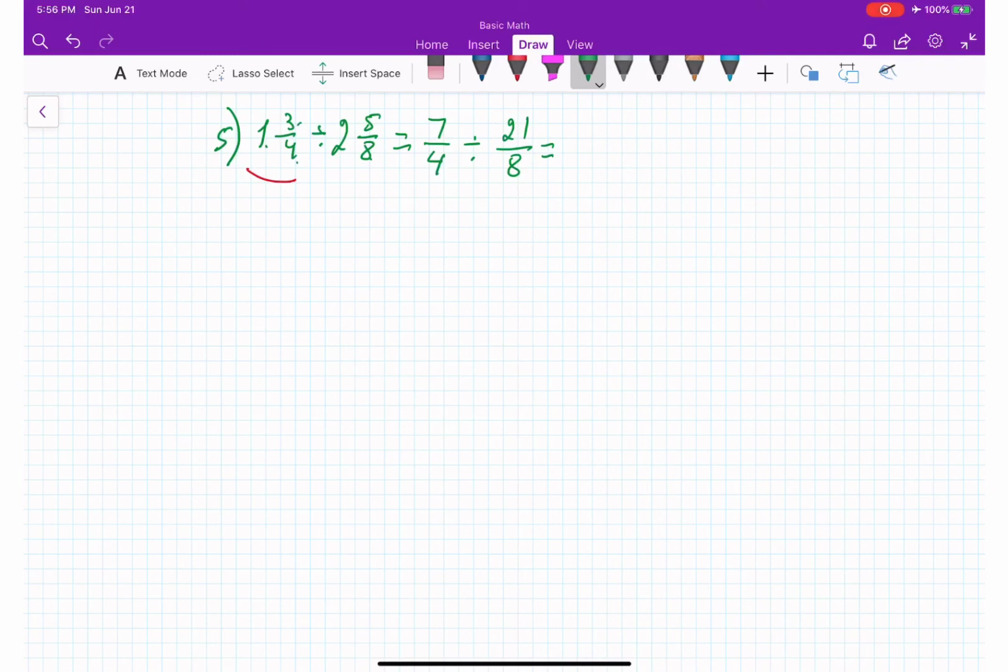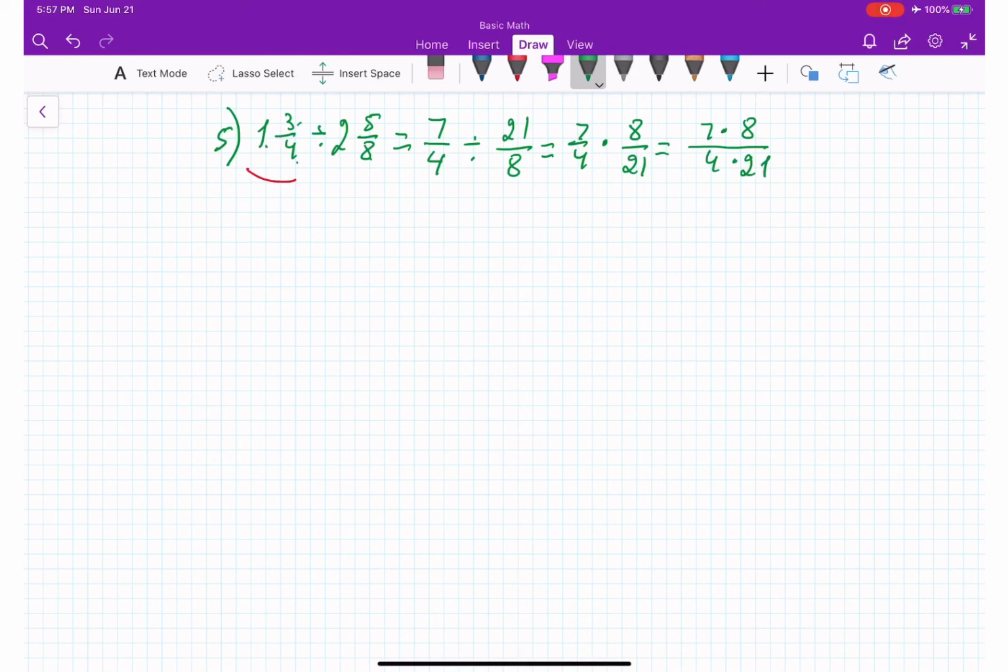All right, so from here we can use either method. So I'll use first method this time. 7 over 4 times, I'm flipping 8 over 21. So when you flip, then that means instead of division, you are doing already multiplication. So that is equal, say 7 times 8, 4 times 21.